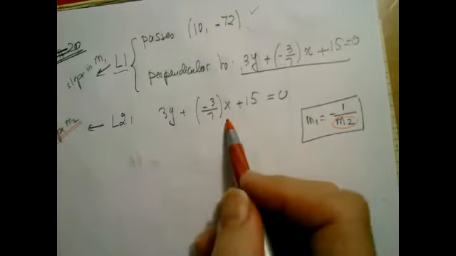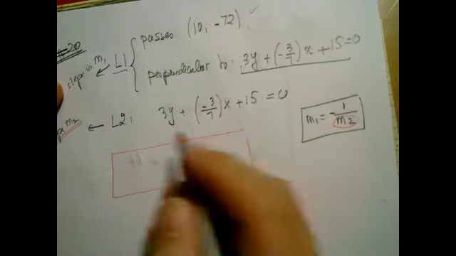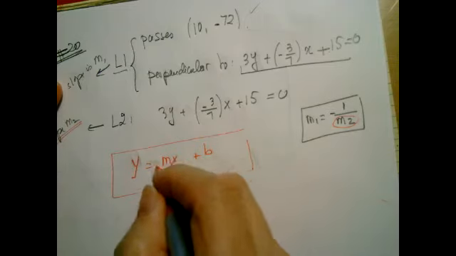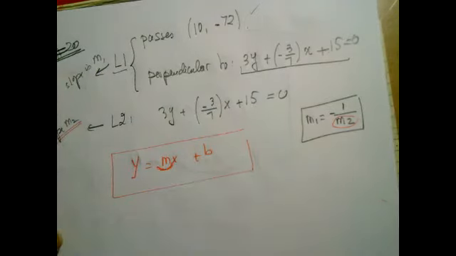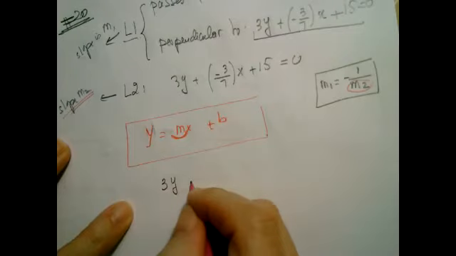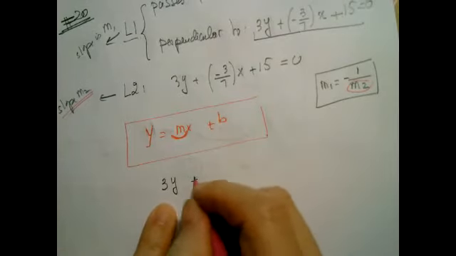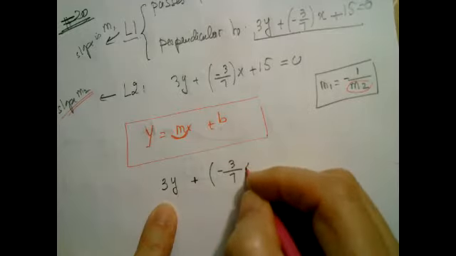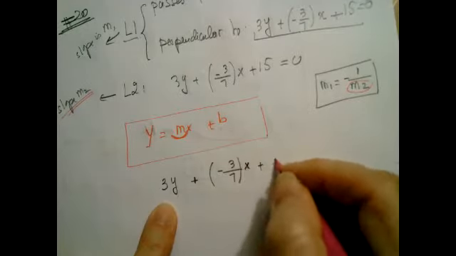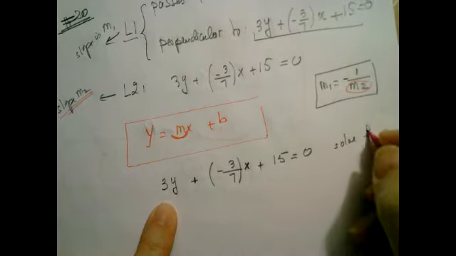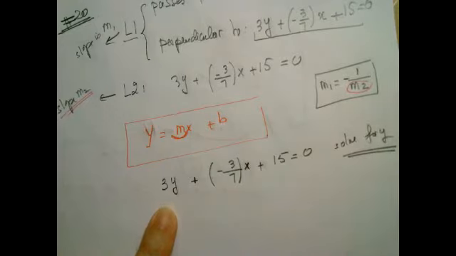Again, this is not given in the proper format. It has to be written in the format mx plus b to figure out the slope. That's the only way I can do that. So there is a little bit of algebra involved. So let's see what the algebra is. I have 3y plus minus 3 over 7 x plus 15 equal to 0. I need to solve for y.